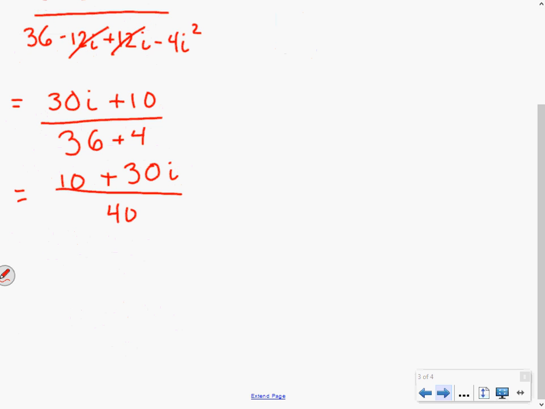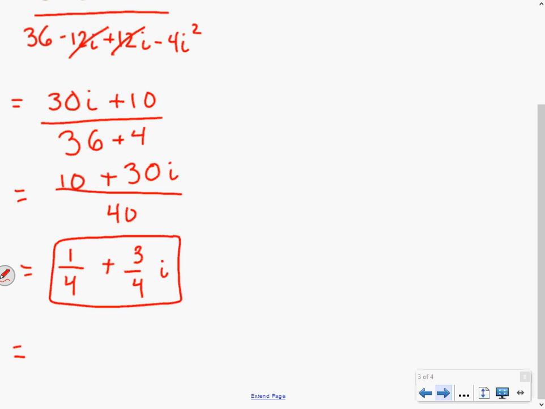And then we want to reduce this. So I'm going to go ahead and divide 10 by 40 to get 1/4. Divide 30i by 40 to get 3/4 i. So you could write it like that, or it would also be okay if you wrote it like this: 1 plus 3i over 4. Either one of those would be okay.